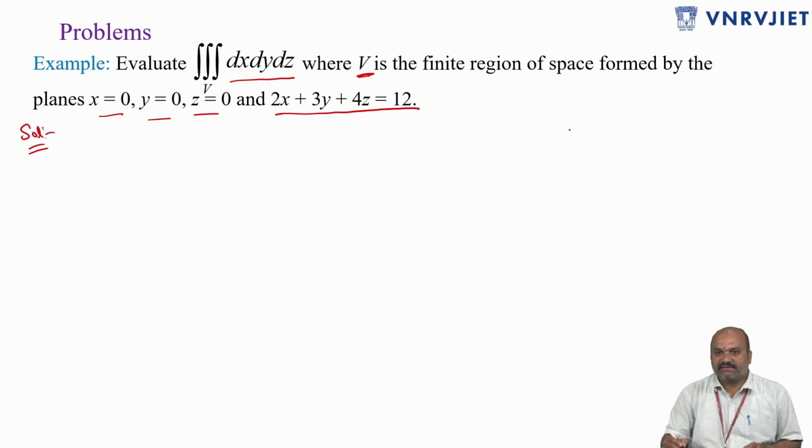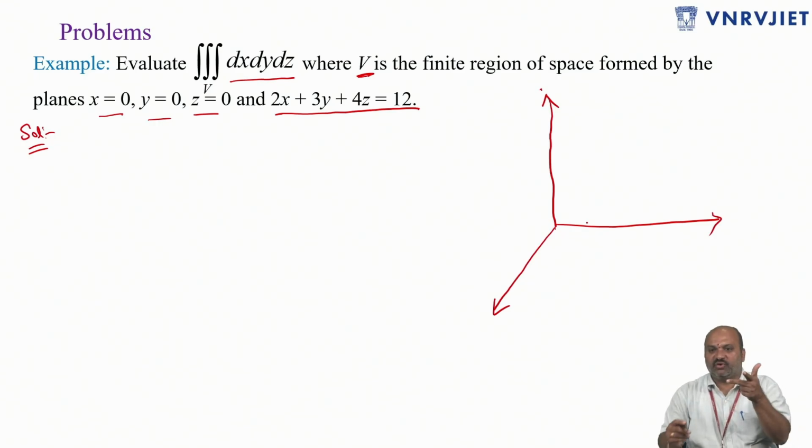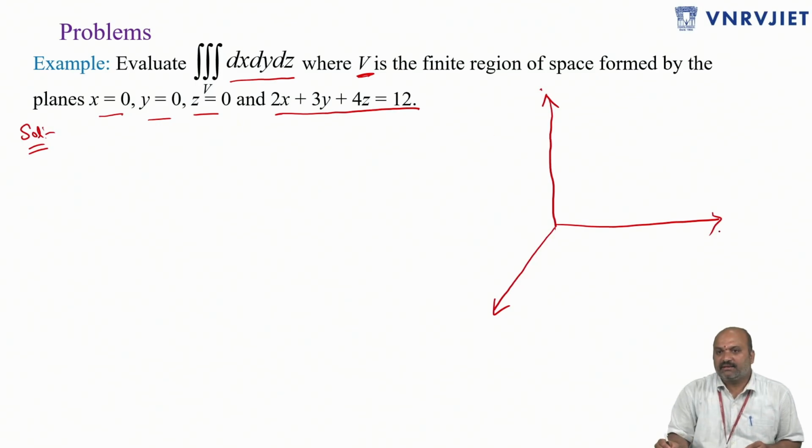Since it is three-dimensional, we cannot draw it exactly on paper, we just have to consider it like this. Let us assume that all these three are mutually perpendicular: say this is the x-axis, this is the y-axis, this is the z-axis.